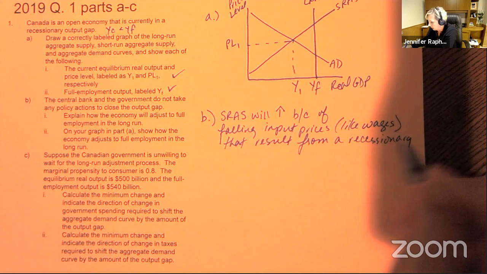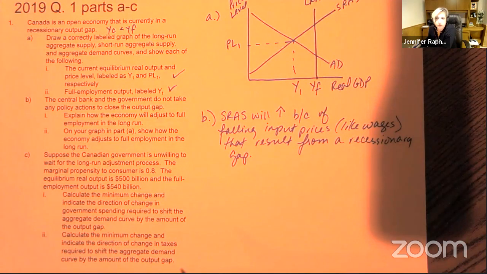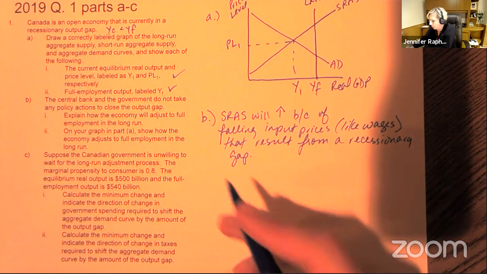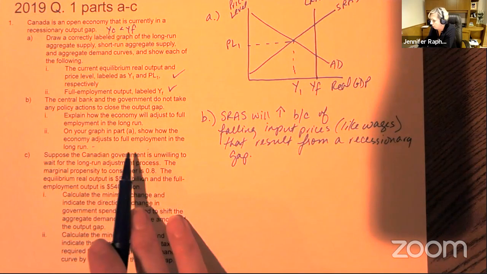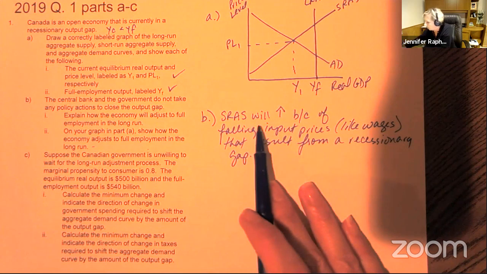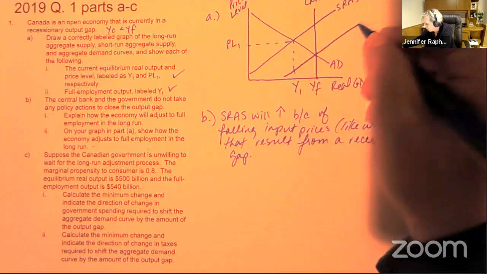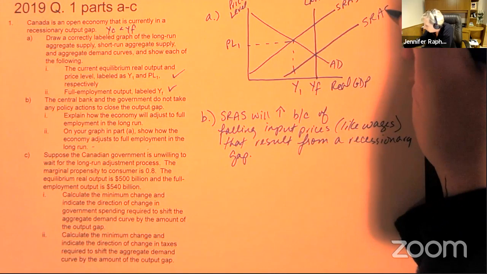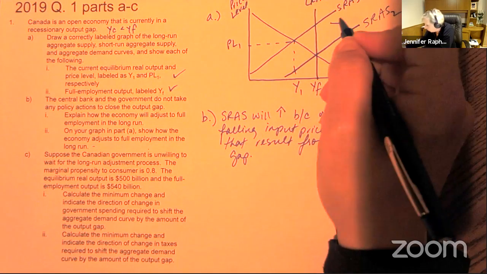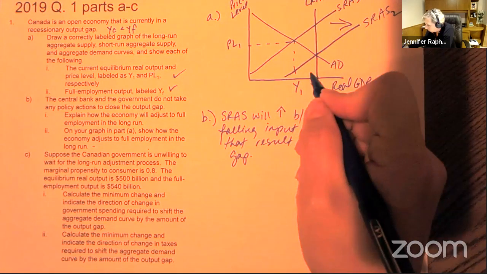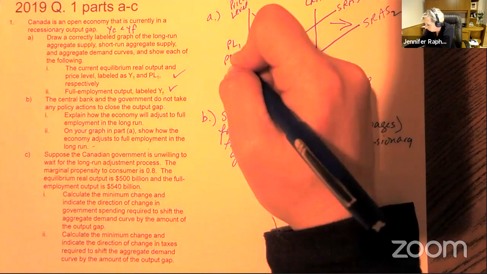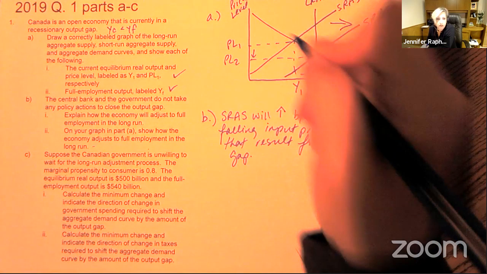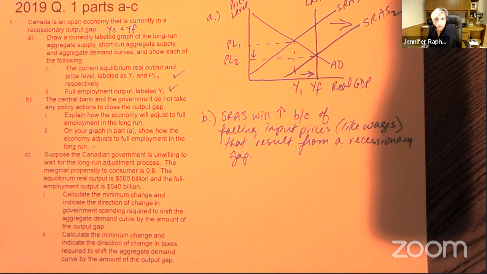Remember, when you're producing less than full employment levels of output, some of your resources are unemployed. And so the prices for them are going to fall. So then B2 says on your graph in part A, show how the economy adjusts to full employment in the long run. Well, we just wrote it, short run aggregate supply will increase. So now we want to show it. SRAS is going to shift to the right. Let's put a little 2 here. Okay, and so now that level of output is going to increase from Y1 to YF, and the price level is going to fall from PL1 to PL2. So that's the adjustment on the graph.